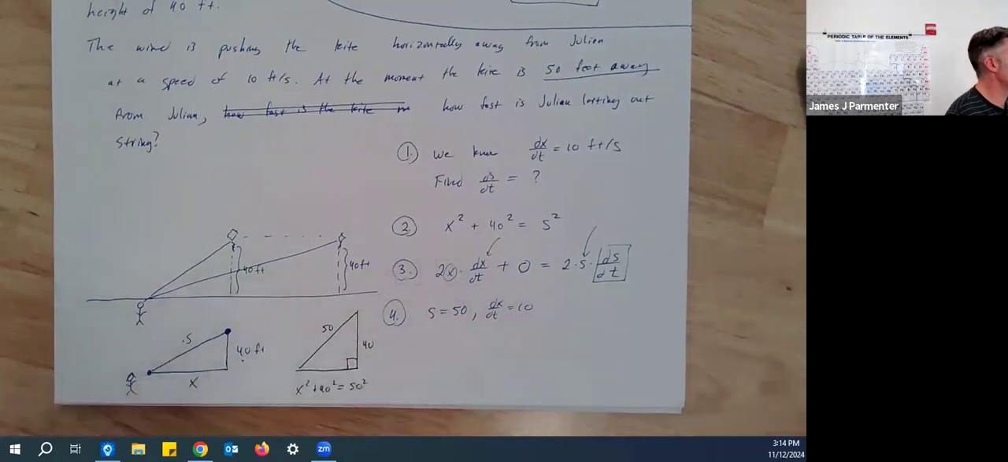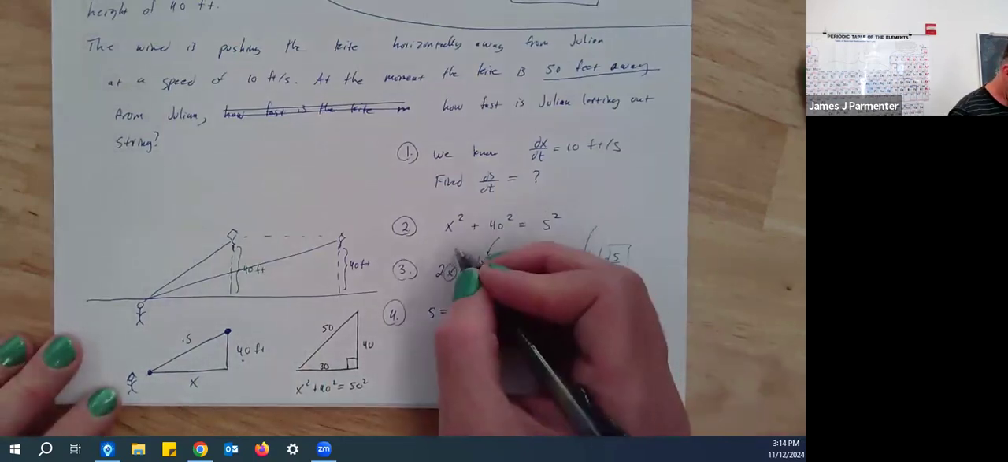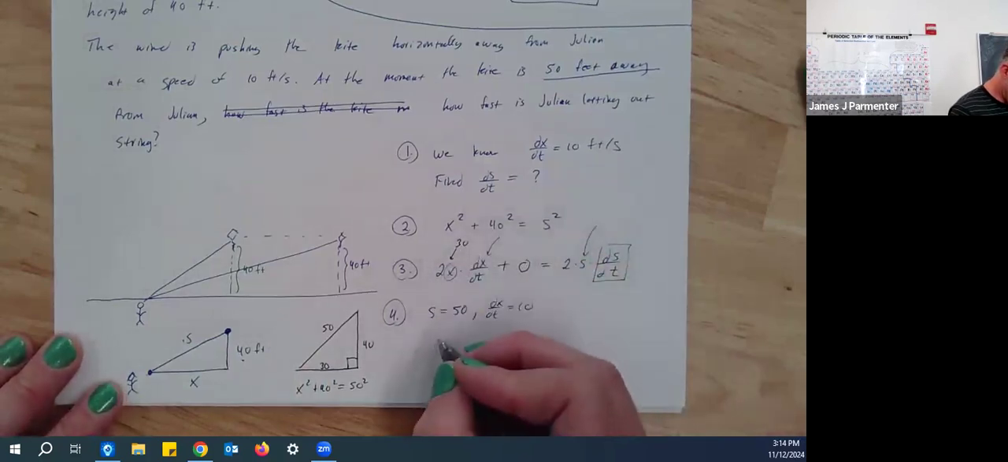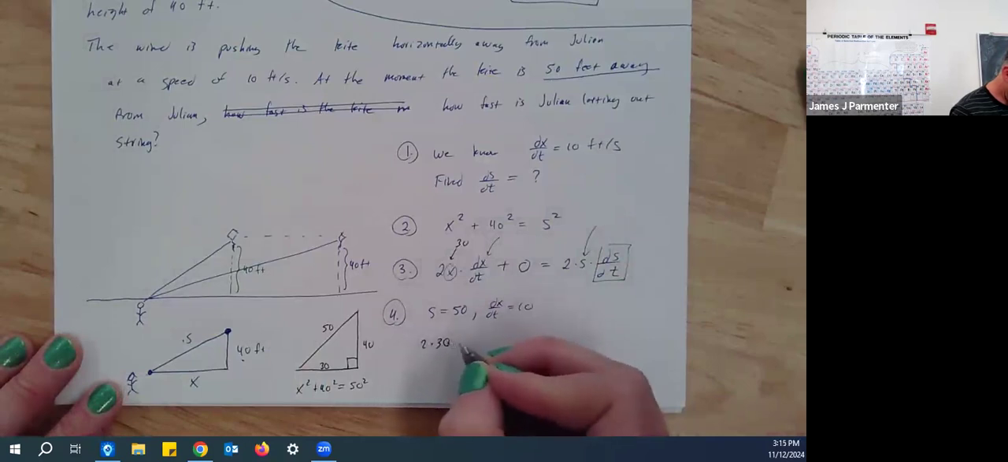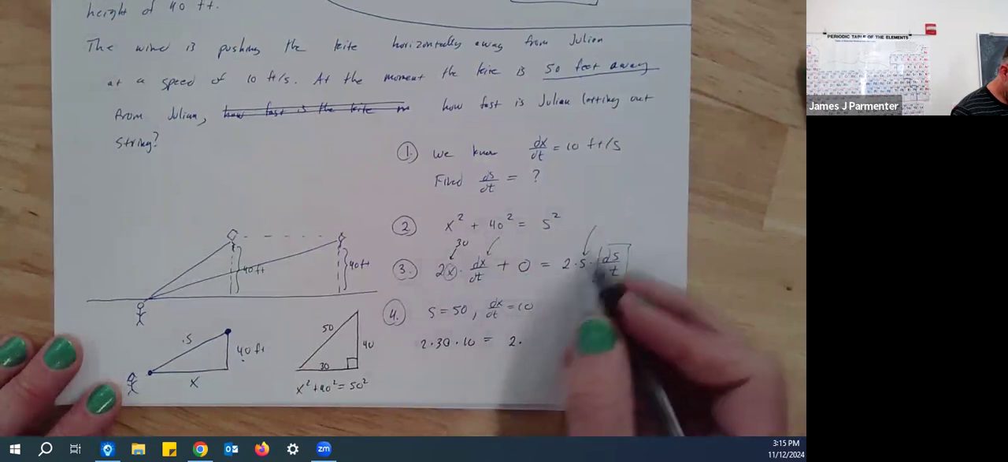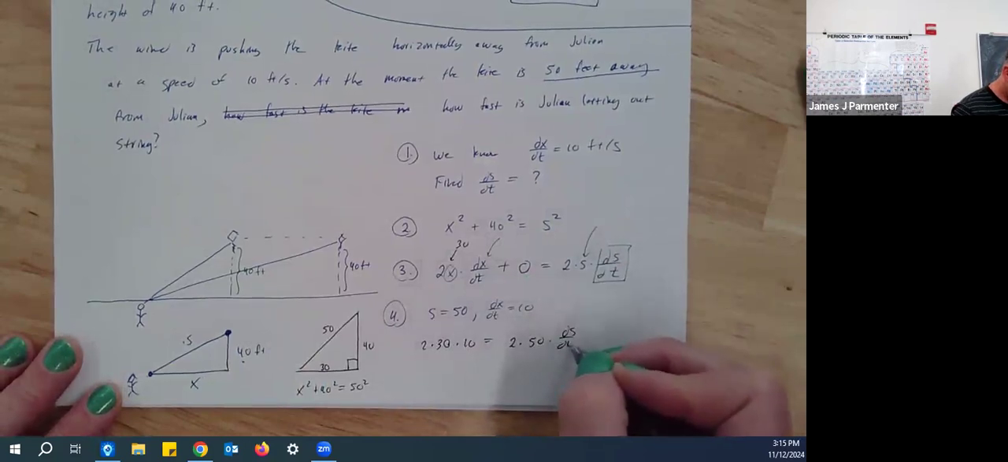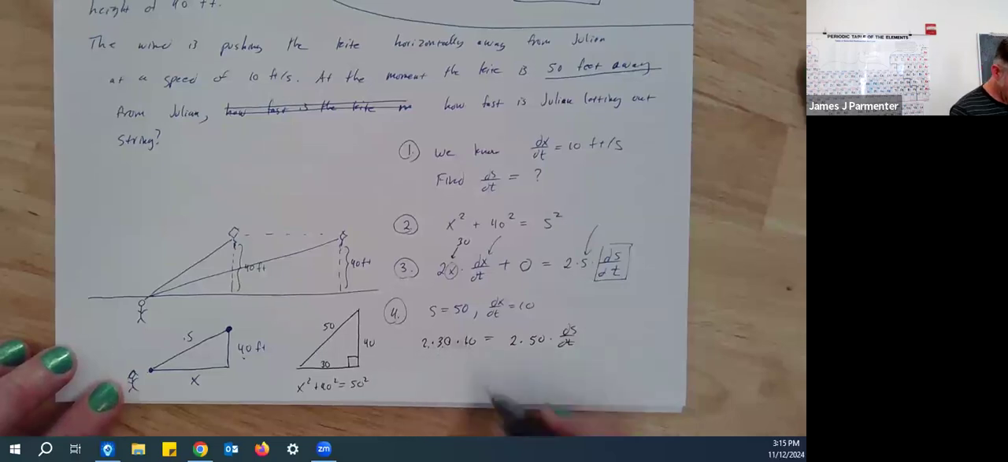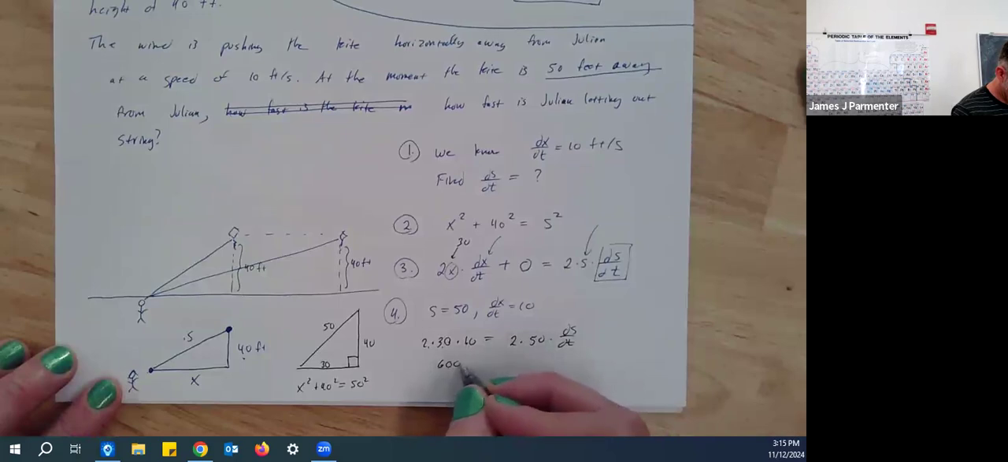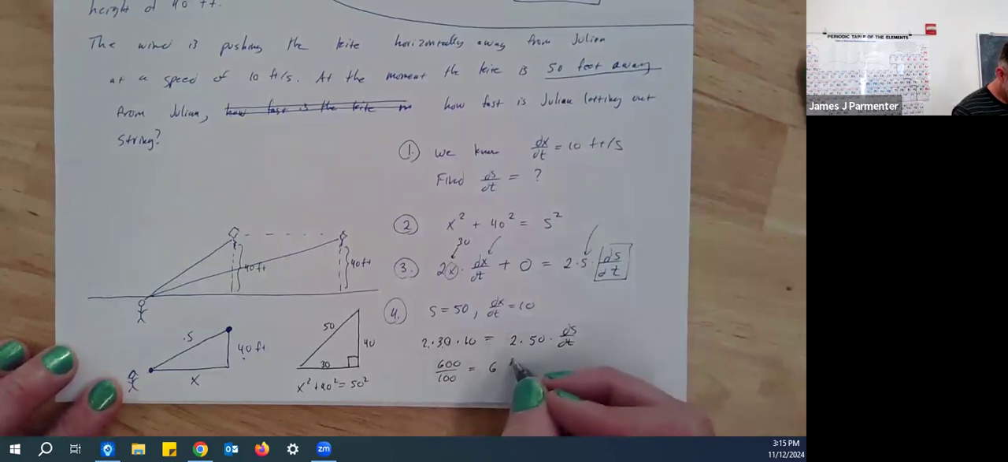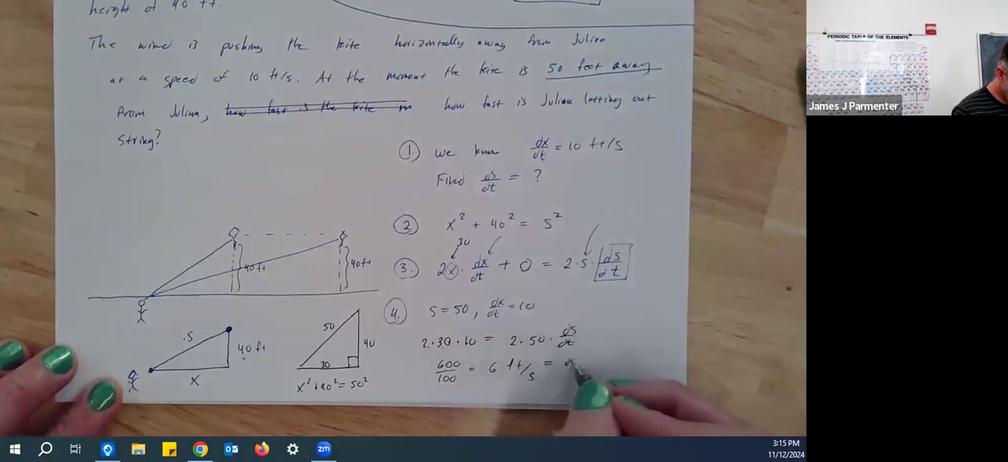And by know I mean, if you see that you have a multiple of a 3, 4, 5 triangle, you can be like, oh, one side's 40, the hypotenuse is 50, the other side's got to be 30, because they're all just 10 times the 3, 4, 5. But you can also do the math here, right? That's 2,500 minus 1,600 is 900, and the square root of 900 is 30. So that means x is going to be 30. I wrote 2 times 30 times 10 equals 2 times s, which was 50, times ds/dt. So you end up getting 2 times 30 times 10, which is 600, divided by 100, or 6 feet per second, is equal to ds/dt.